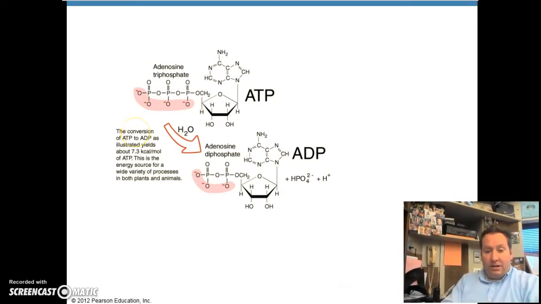fashion. Remember, in order for ADP to get turned back into ATP, we have to add energy to the system. So in order to go from here back into ATP, we have to add a phosphate. That's all you're doing when you're regenerating ATP: you're taking ADP and adding a phosphate to it to regenerate ATP. So you have to put energy into the system in order to get ADP to go back to ATP.